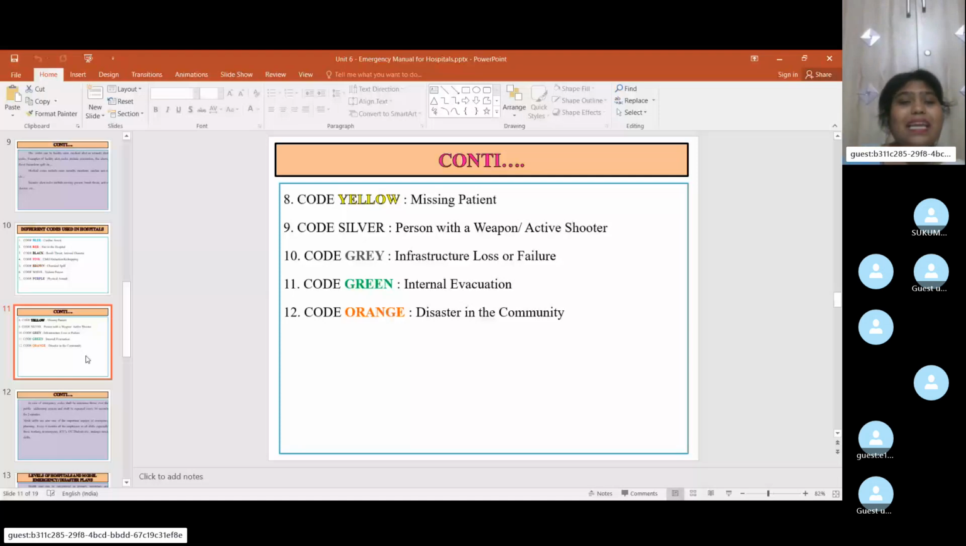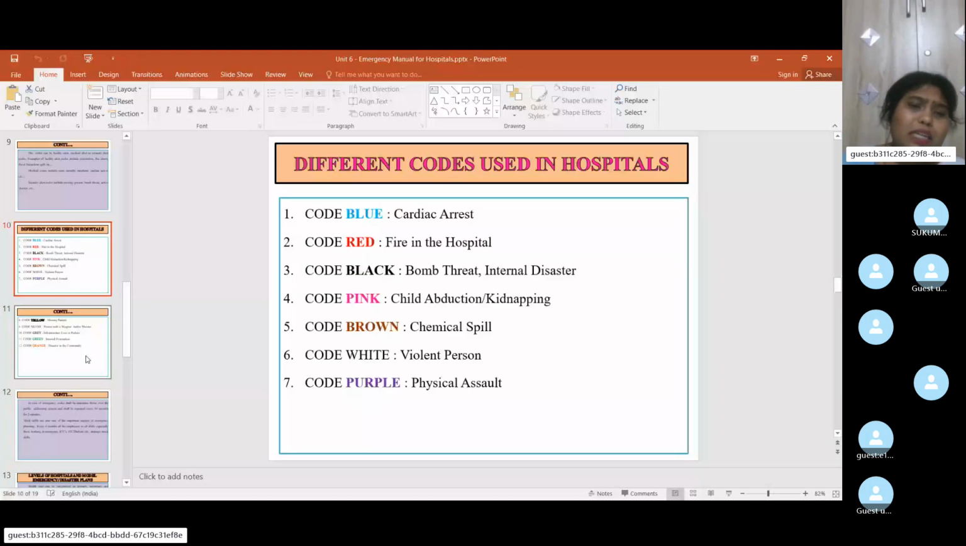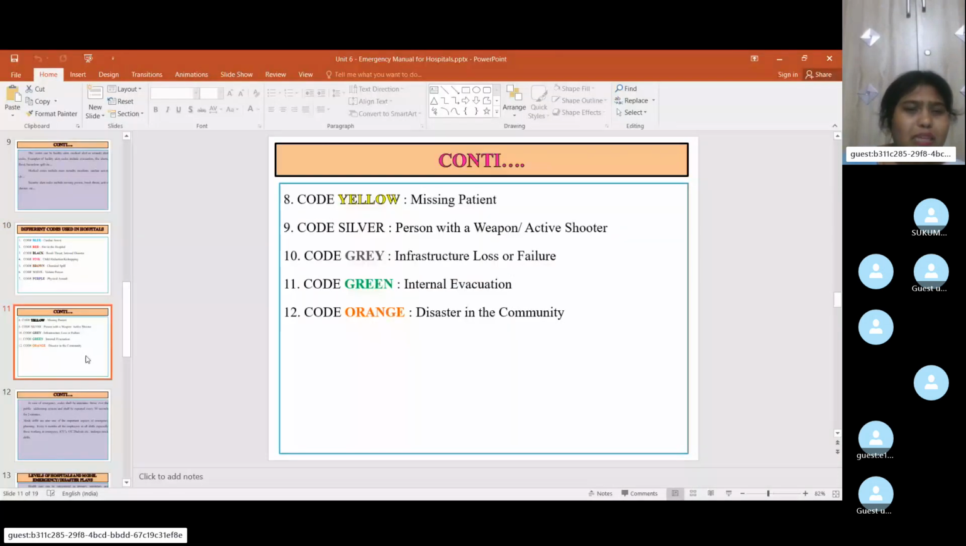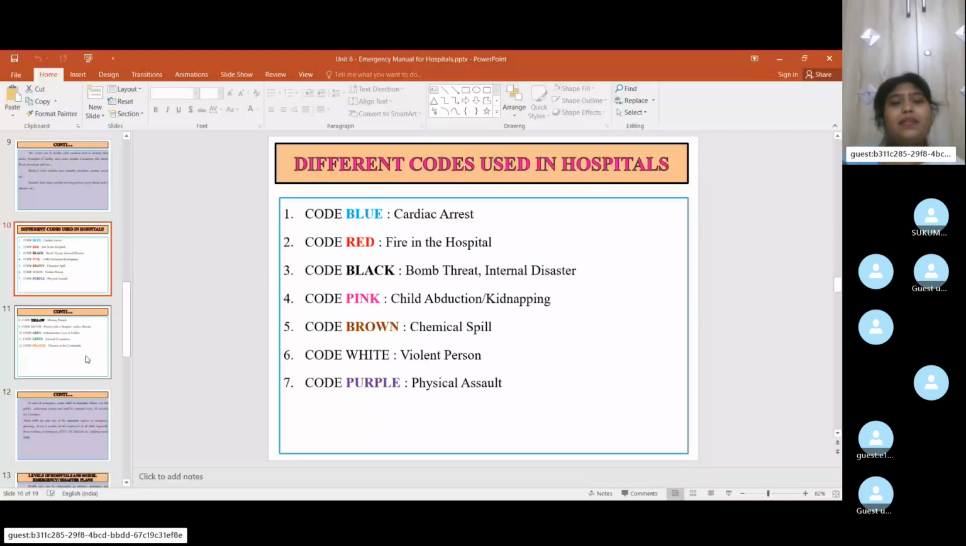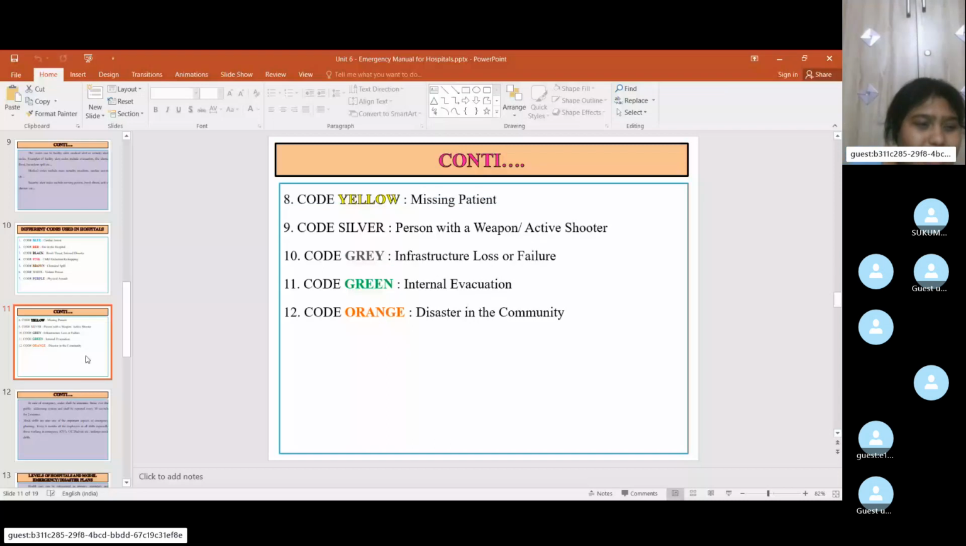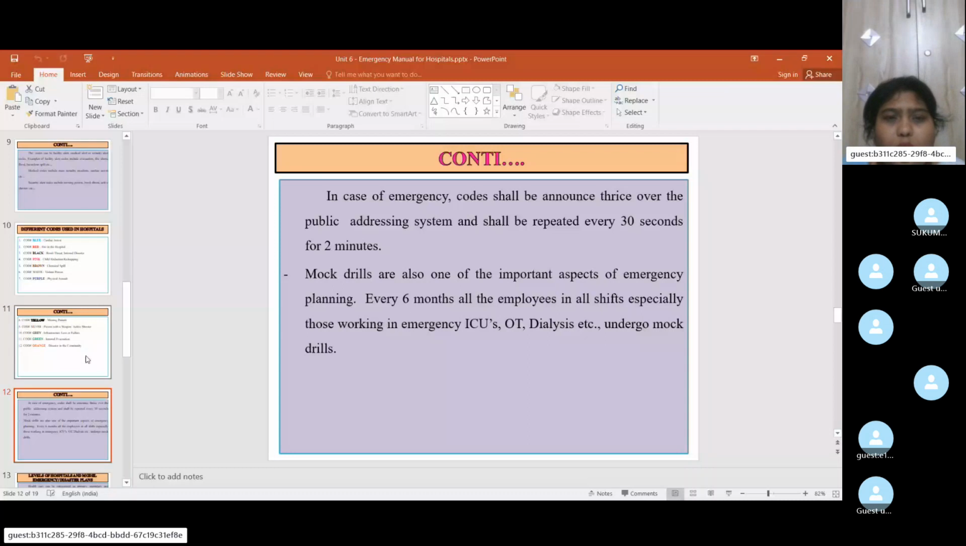Understanding? So these are the codes. Again, I'm repeating, there are totally 12 codes. The codes are blue, red, black, pink, brown, white, purple, yellow, silver, green, and orange. So I hope the codes are clear. Let's move on to the continuation of it.